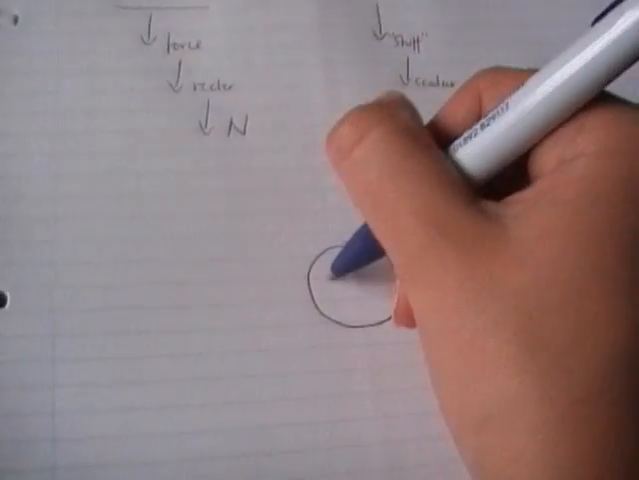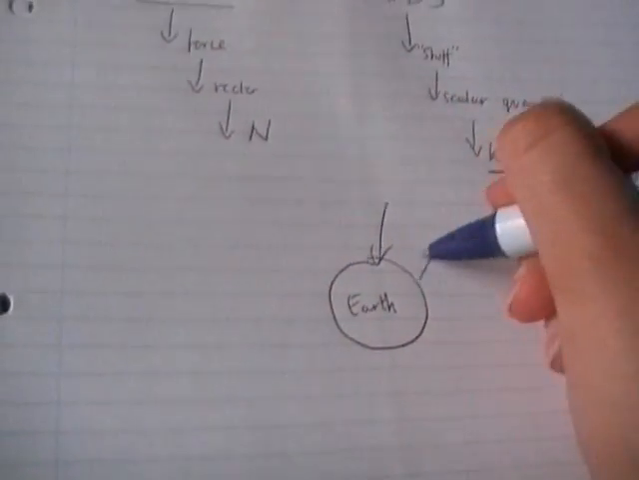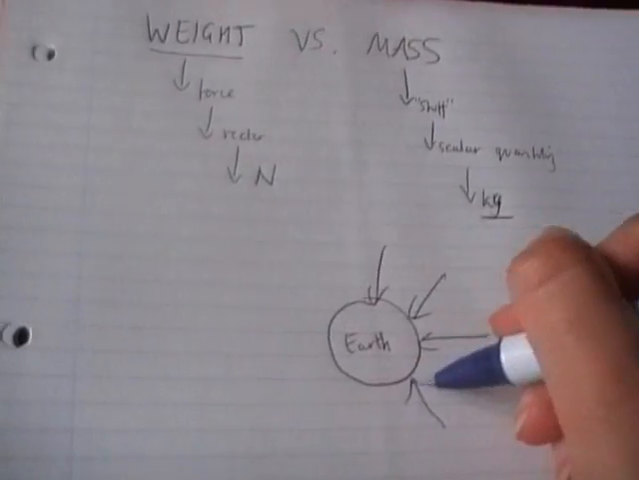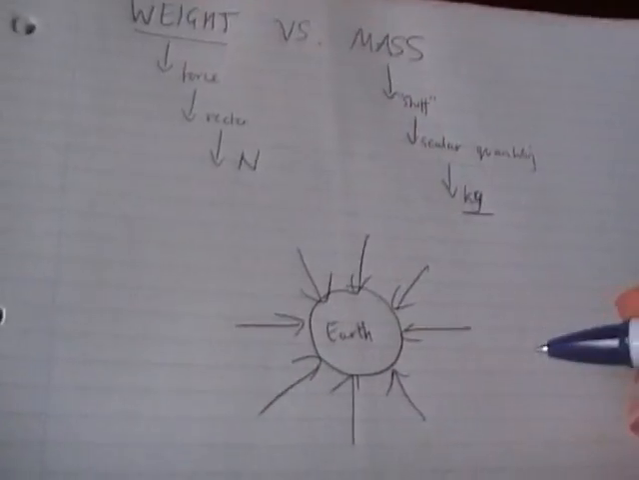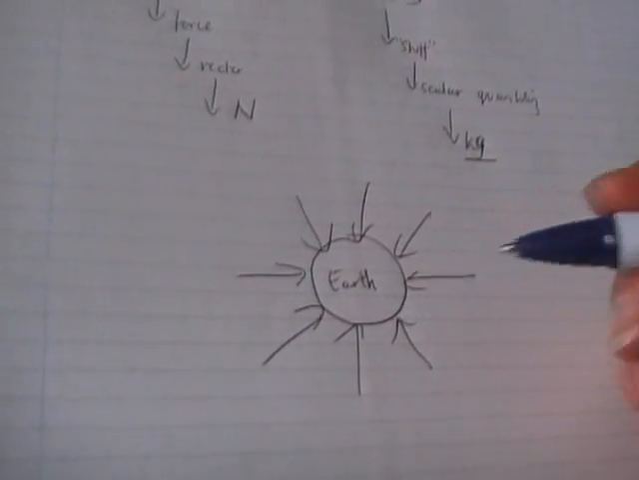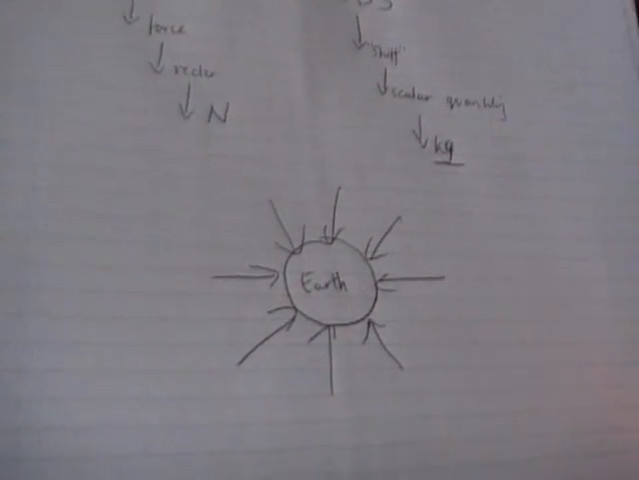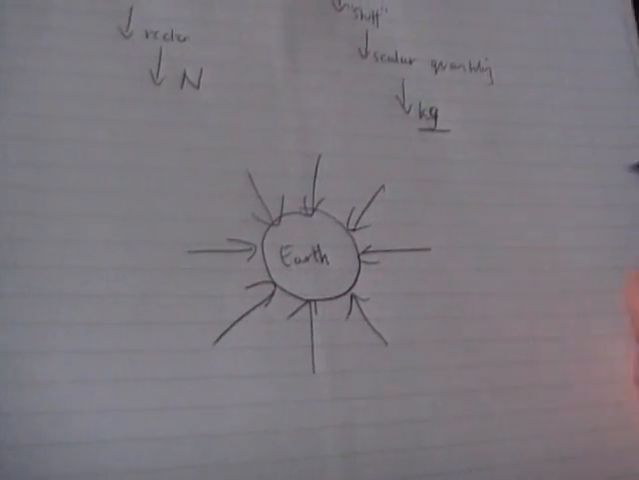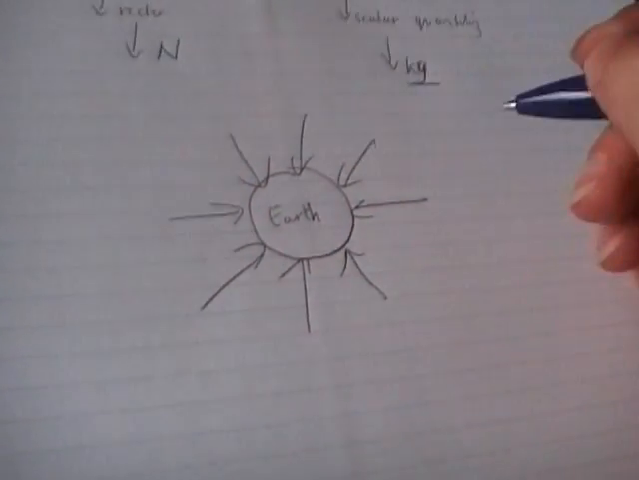So if you imagine this is the Earth, now there is an attractive force that is always acting on the Earth. And this is because the Earth has mass. Anything that has mass will have some kind of attractive force. So I have an attractive force, you have an attractive force. It just so happens that the Earth is massive, so its attractive force is going to be much stronger than mine.